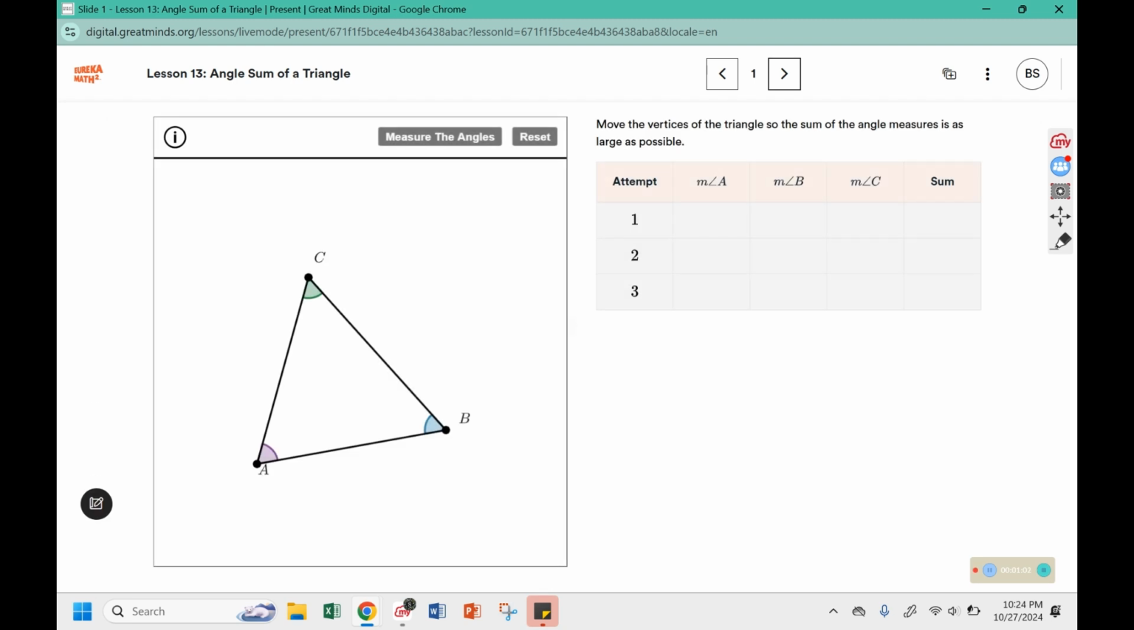This is a digital lesson, so if you don't have access to these slides through Great Minds, you can just follow along here and write notes in your workbook.